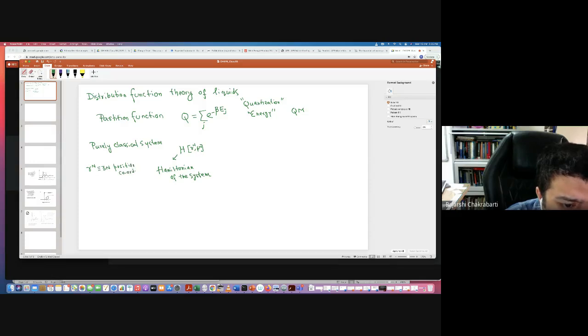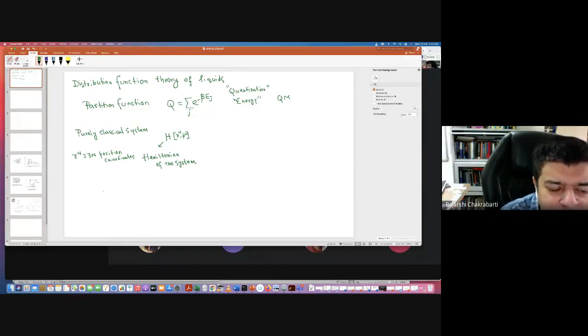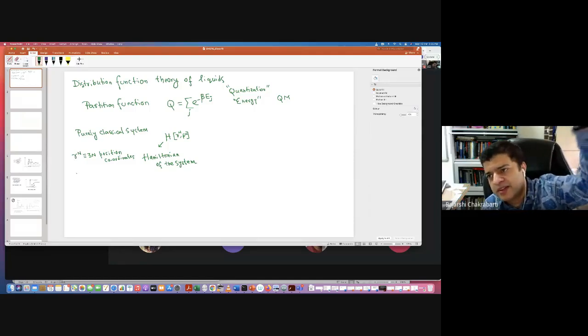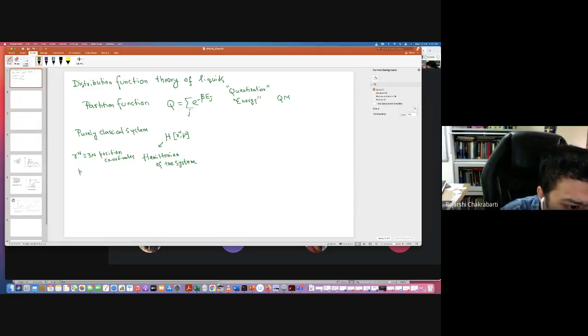Why am I using r to the power of n? Any idea? Why not 3n? Because in my notation, each r has three components x, y, z. You understand? This is my notation, just because I'm following some book, and I had earlier used r to the power 3n, but whenever I write r to the power of n, it basically means there are 3n coordinates, but for each r you have three components. Similarly, p to the power of n also means 3n momenta coordinates.